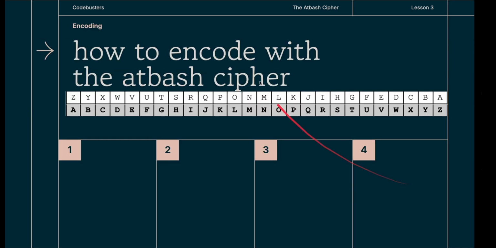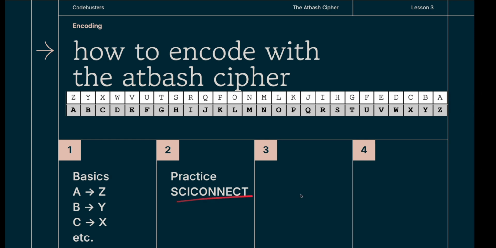Now we'll be going over how to encode with the Atbash cipher. Right here is the encoding key, where Z decodes to A, Y decodes to B, and X decodes to C, and so on, like W decodes to D, V decodes to E, and so on. Now we'll be practicing how to encode with the Atbash cipher. We'll practice with the word connect.